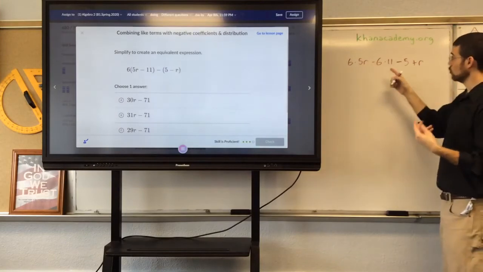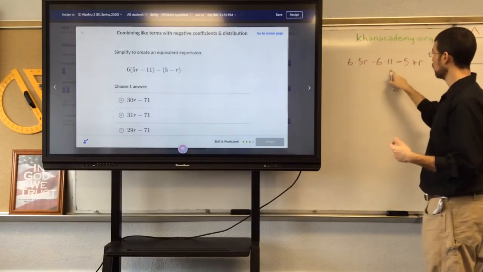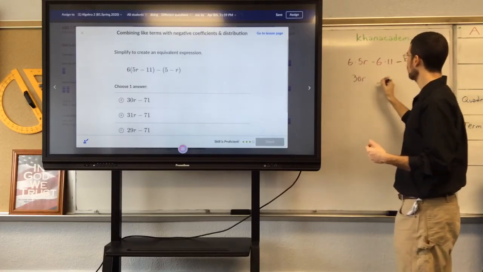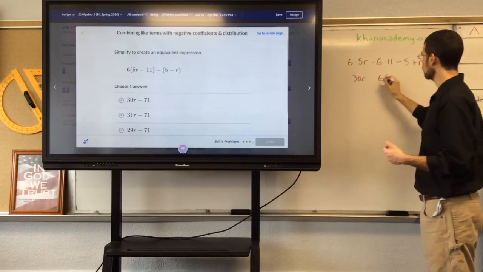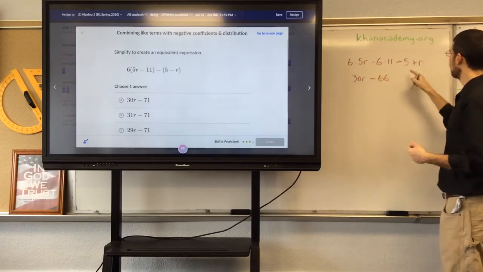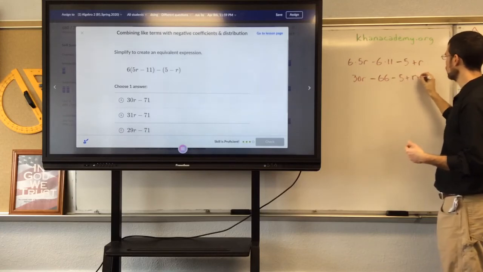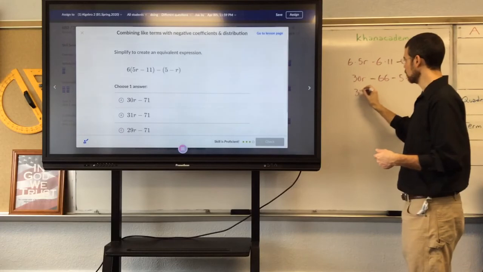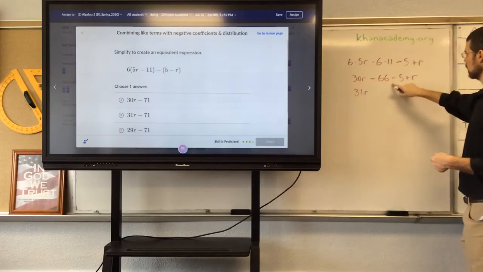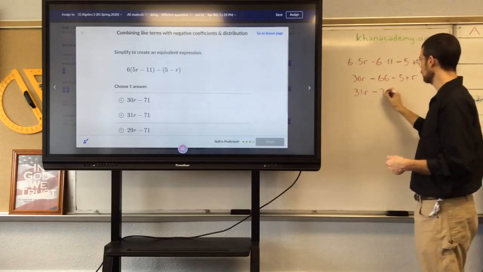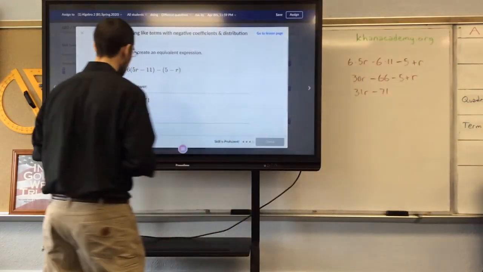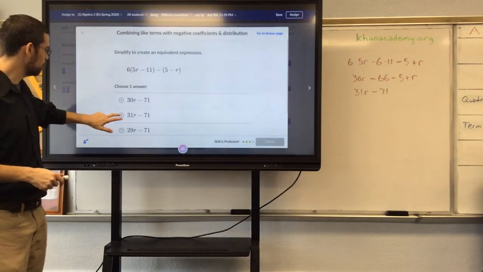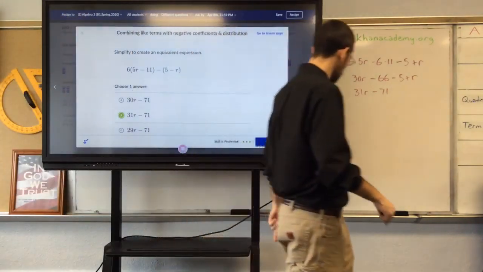And now we can do multiplication to simplify this and this. So 6 times 5r is 30r. 6 times 11 is 66. Remember, it's subtraction here. And then minus 5 plus r. And now I can combine like terms. 30r's plus 1r is 31r. Negative 66 minus 5 is negative 71. Let's see if that's on our list. Looks like 31r minus 71 is B, and we will be done.